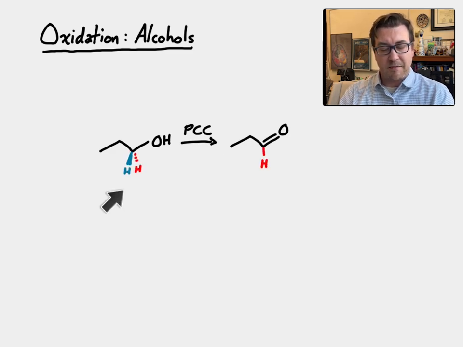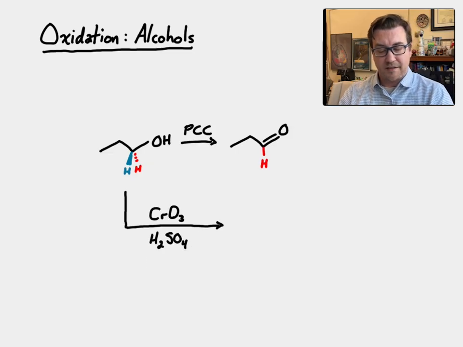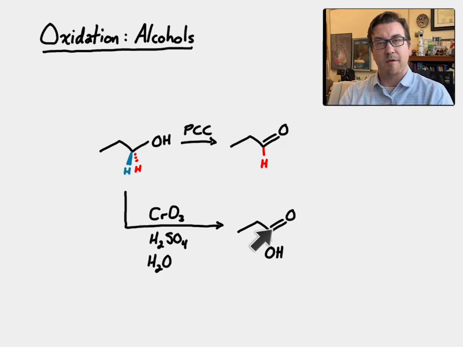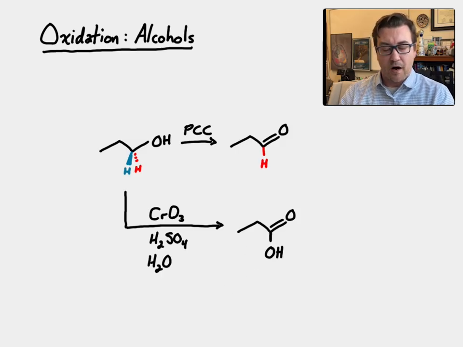And again, if you're keeping track of your hydrogen atoms, we've removed one of the carbon-hydrogen bonds, and we've now formed a double bond between the carbon and the oxygen. You can also use the much stronger reagent, chromium trioxide, in the presence of sulfuric acid, and this will give you a carboxylic acid, so it oxidizes all the way from a primary alcohol to a carboxylic acid.